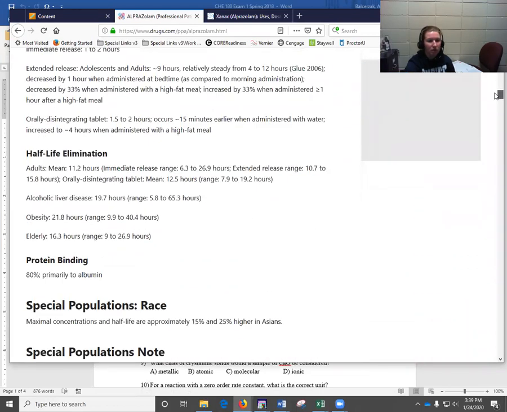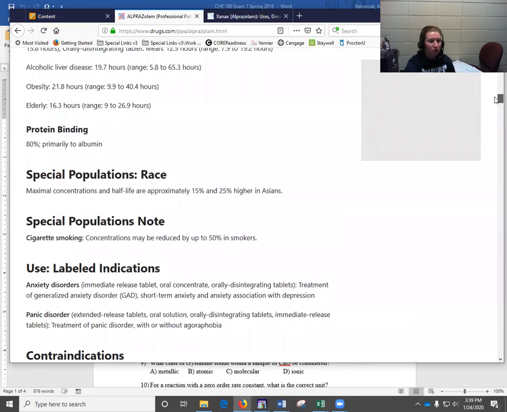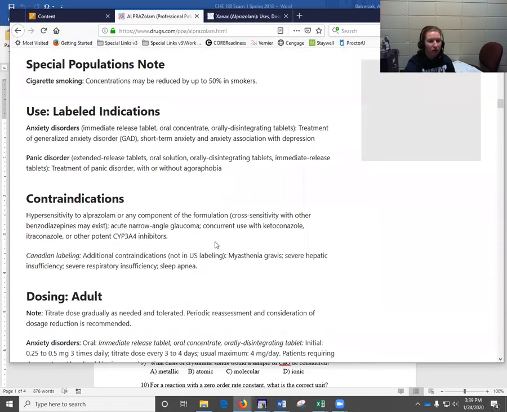Don't worry about metabolism and elimination, special populations. Contraindications, there they are. So obviously you should never take a medication you're allergic to, but if they're also allergic to any other benzodiazepines, they probably don't need to take this. If they have a certain type of glaucoma, you'll see that's real common to be listed. Not many people have this type of glaucoma. And then some other antifungal medications, this you don't have to put if it's not in the US labeling.